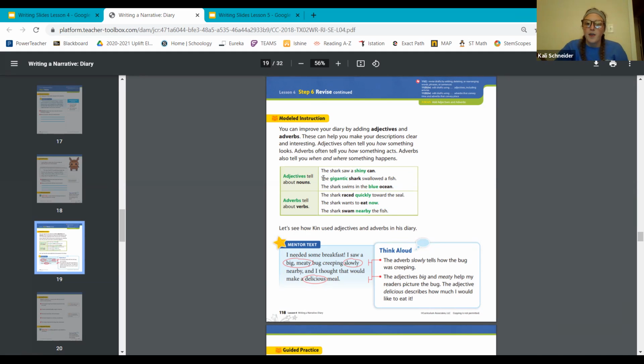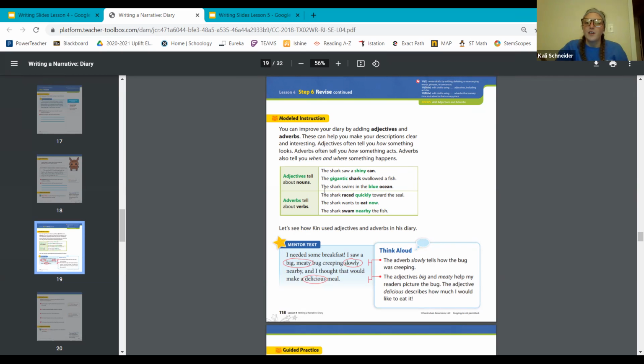Let's read the next one. The gigantic shark swallowed a fish. Oh, that sounds very scary, rather than the shark swallowed a fish. Well, okay, the gigantic one makes me feel a little bit fearful, because a giant shark eating a fish, I can imagine it just gobbling it down. So it helps me as a reader picture it happening.